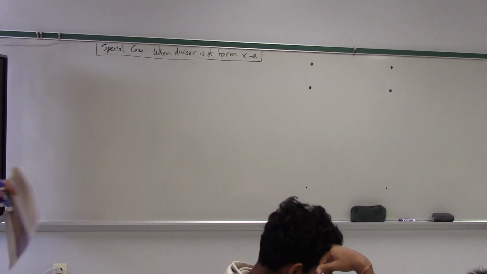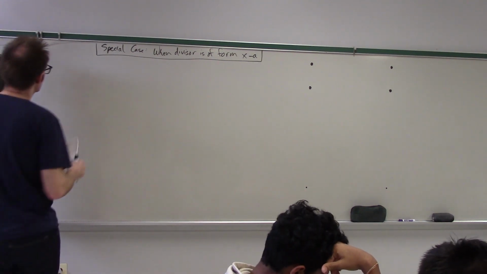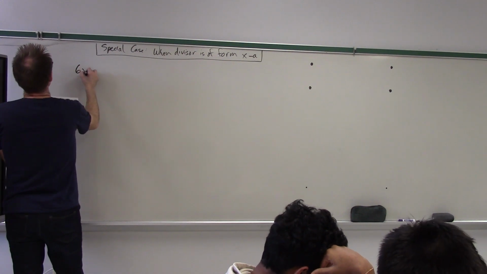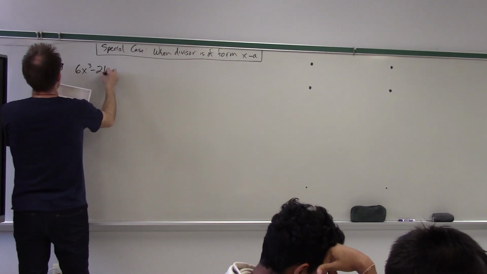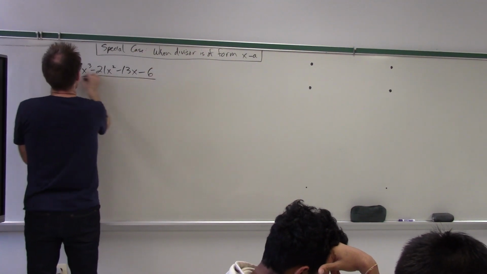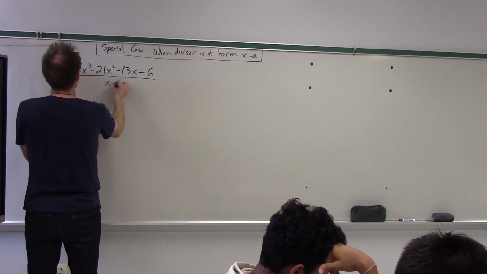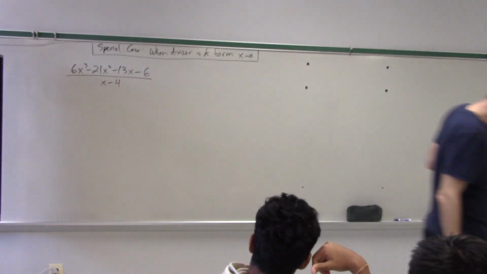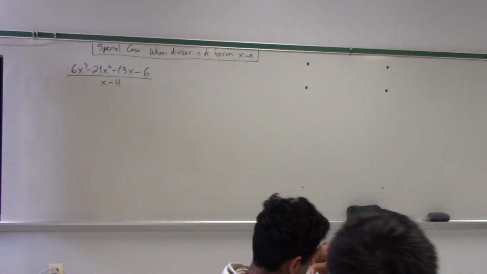Cool? Okay, so we're going to learn something about this special case right now, but first we're going to do a kind of a problem, just to get it up on the board. So I'm going to give you a problem to do right now. This cubic divided by x minus 4. So this falls into our special case. Okay, go.